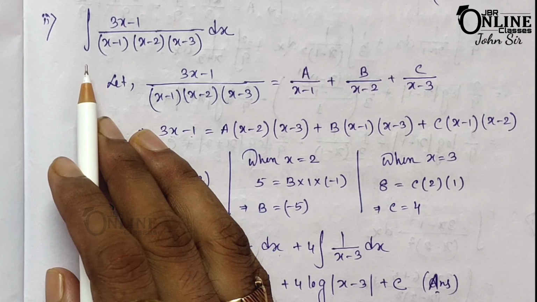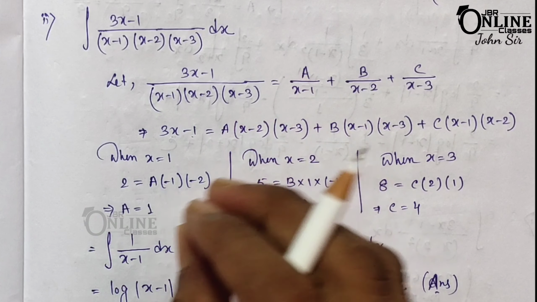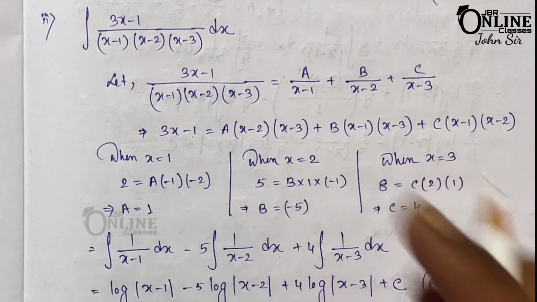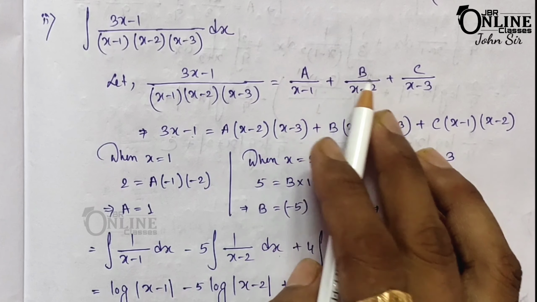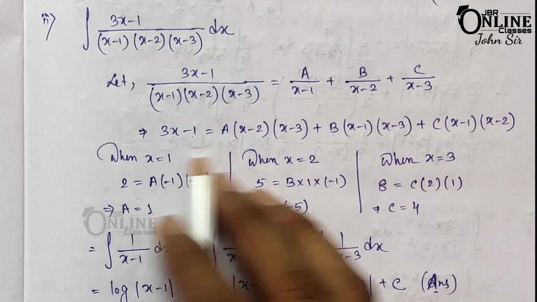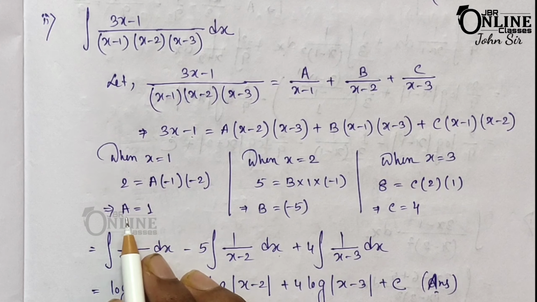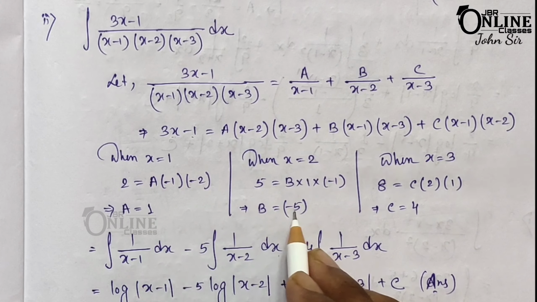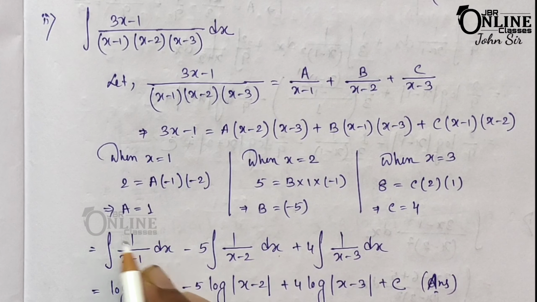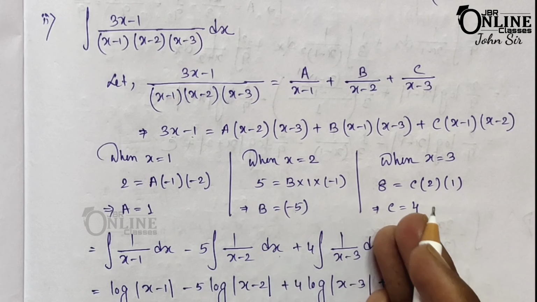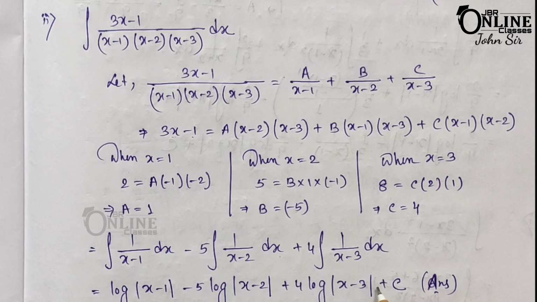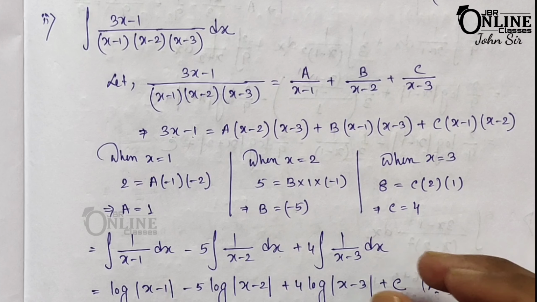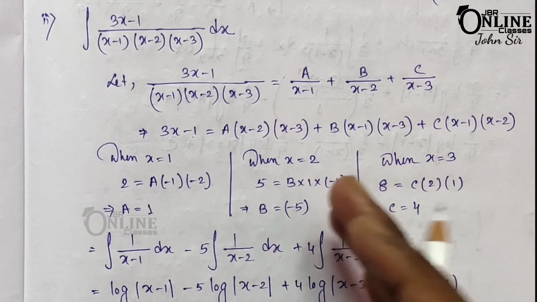Sum number 4-2, similar kind of problem as sum number 4-1. Here also a by this one, b by this one, c by this one, then same format, and you have to find out the value of a, b and c. Here 1, minus 5 and 4. Now again just separate the integration and you will get your answer. So here I solved it, so I hope you can also solve it with the help of this.